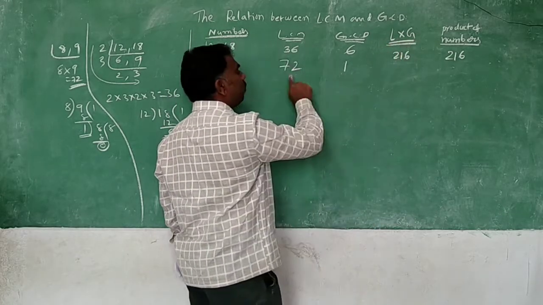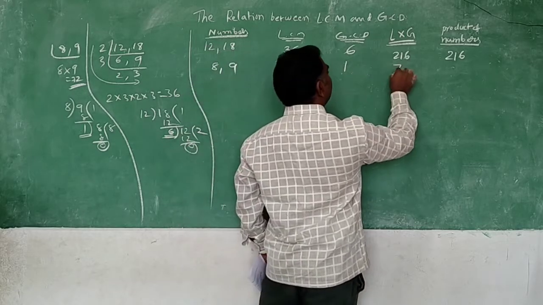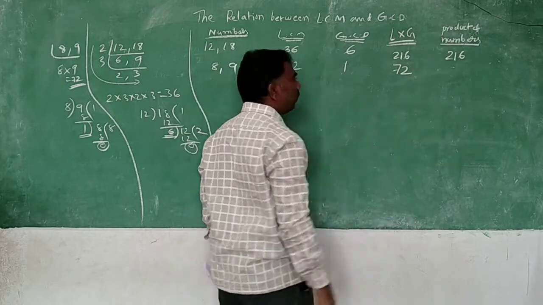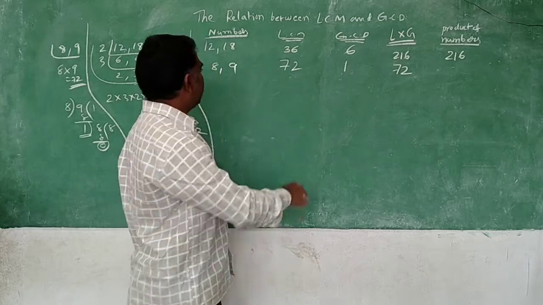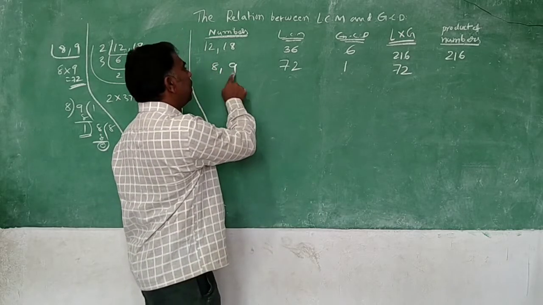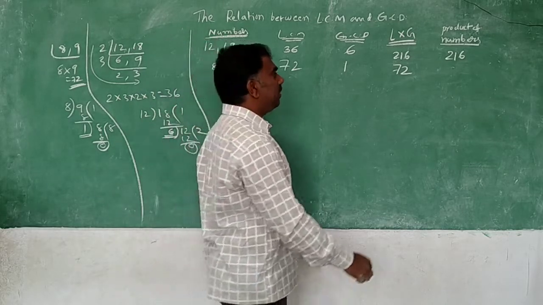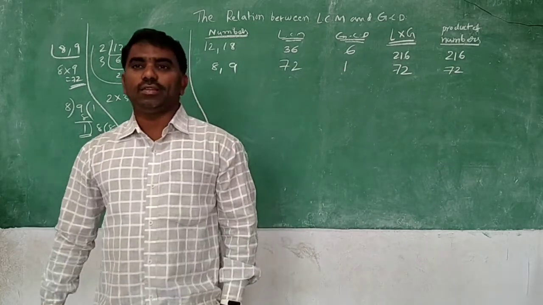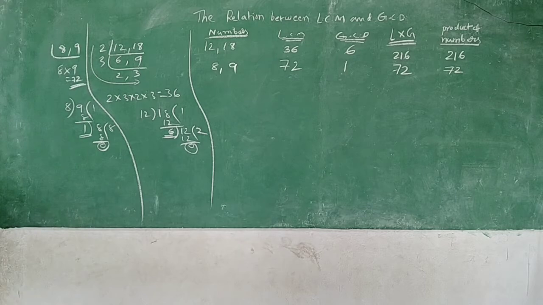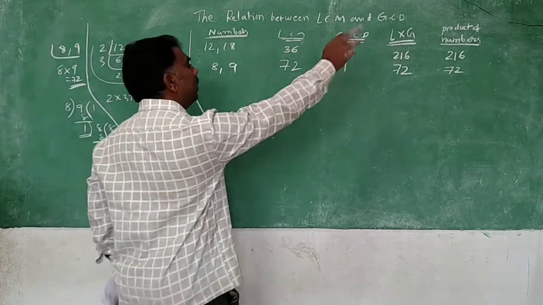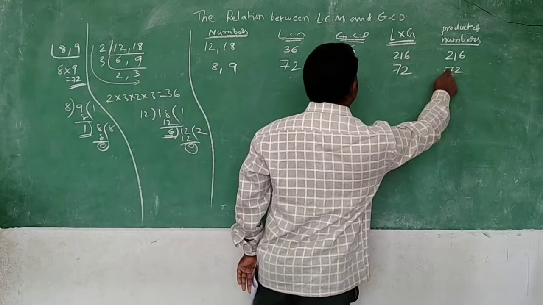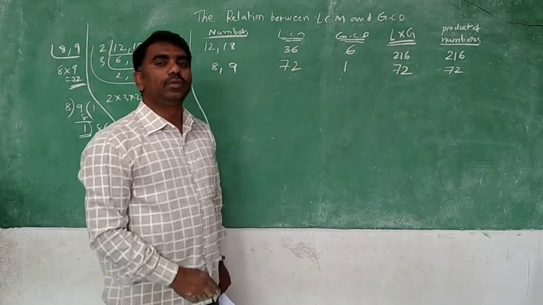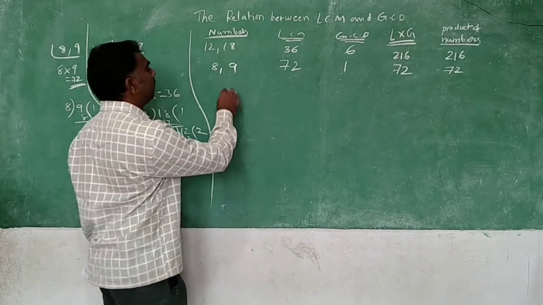Multiply these both. 72 1s are 72. And the product of the numbers, multiply the numbers. What are the numbers here? 8 and 9. 8 9s are 72. In the second example also you have found that LCM into GCD and the product of the numbers are the same. Here also you got 72 and here also you got 72. So one more example I will write.